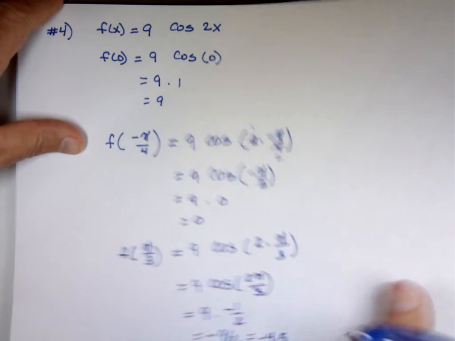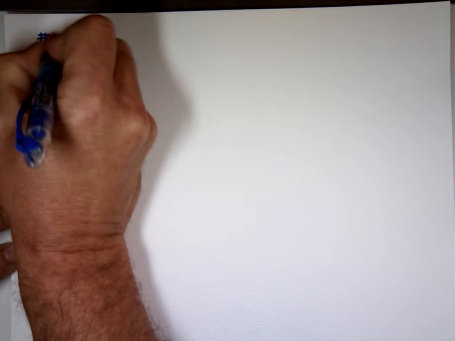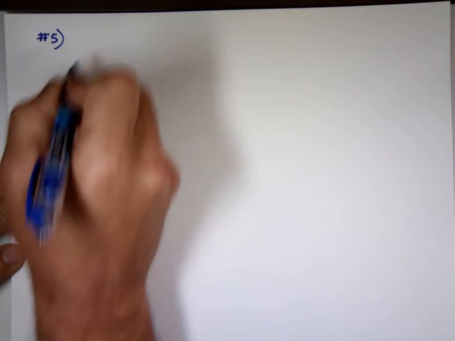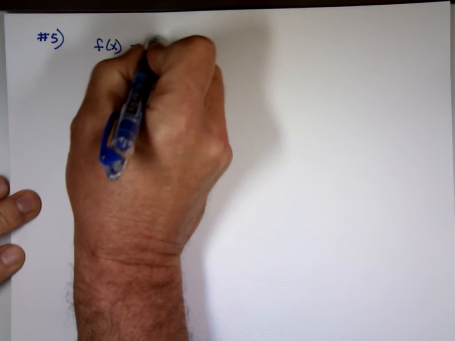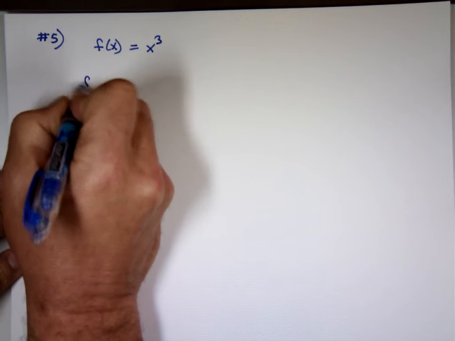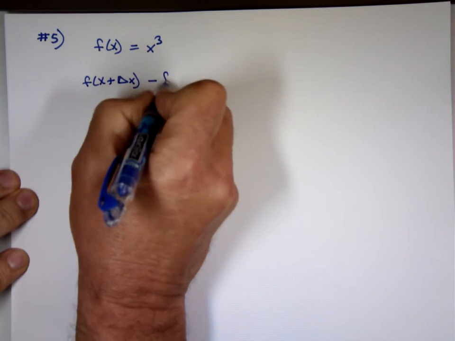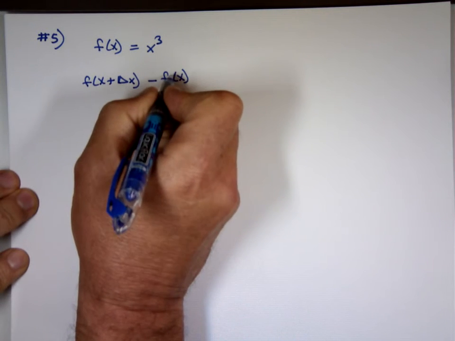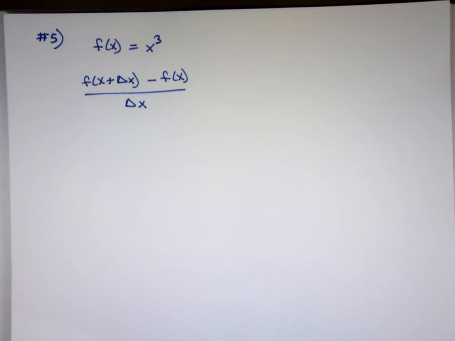Okay. Number 5. Even my Wolfram Alpha calculator, I put the answer in for that. I don't need it, but I want to see if it would accept that answer. It didn't. The question is, given that, what is f of x plus delta x minus f of x divided by delta x? Delta x can't be 0, obviously.